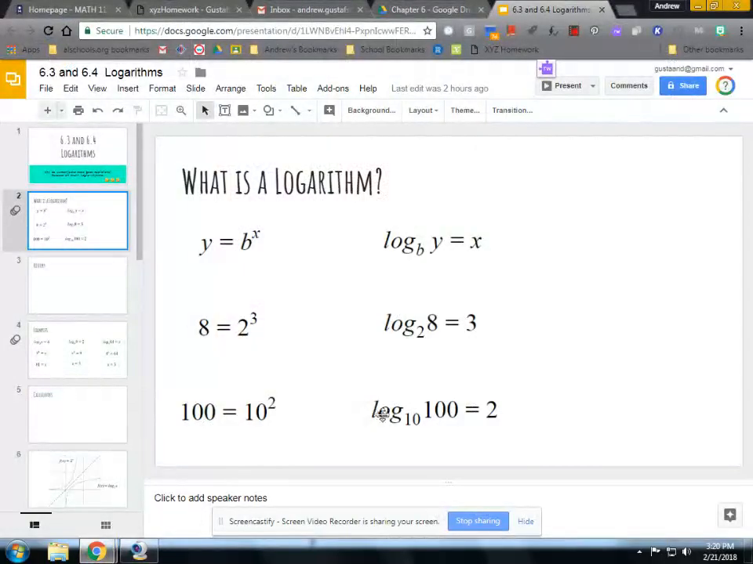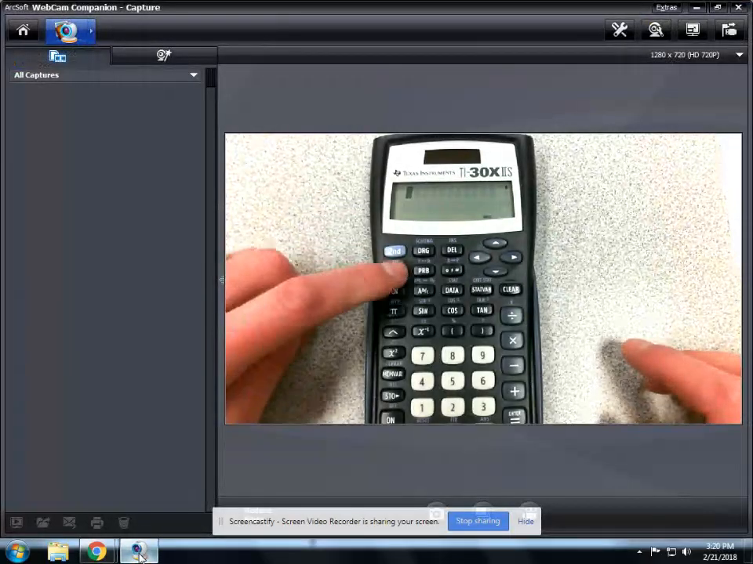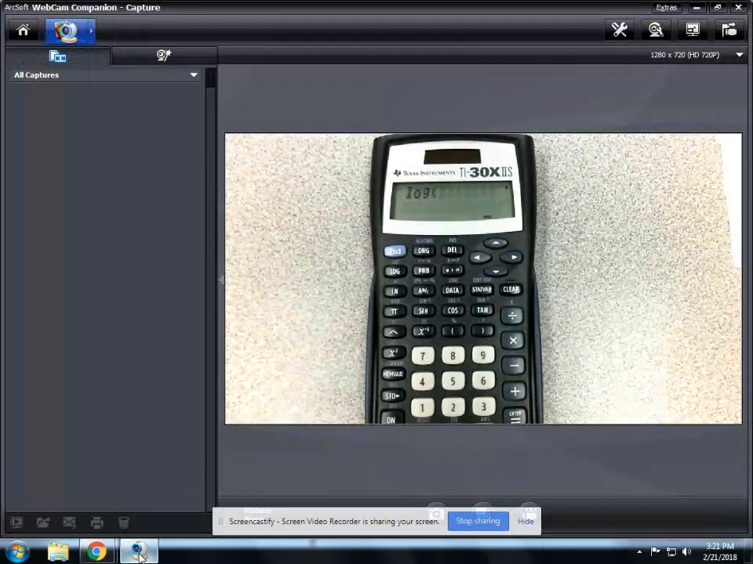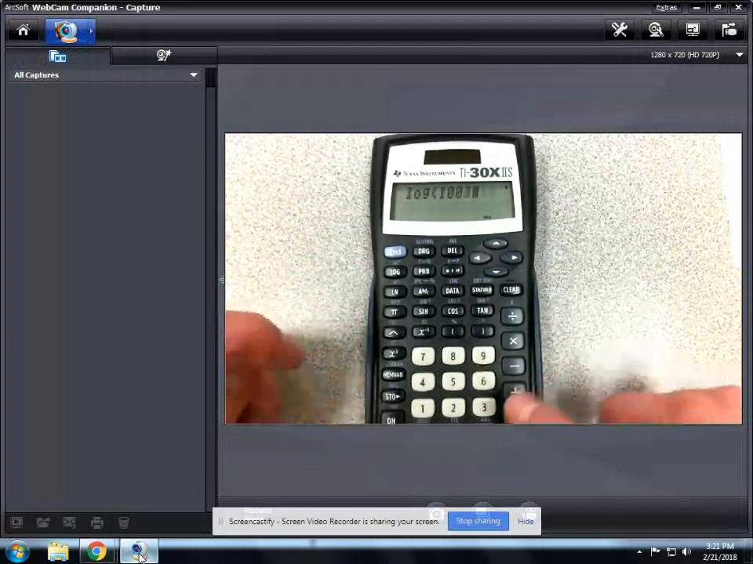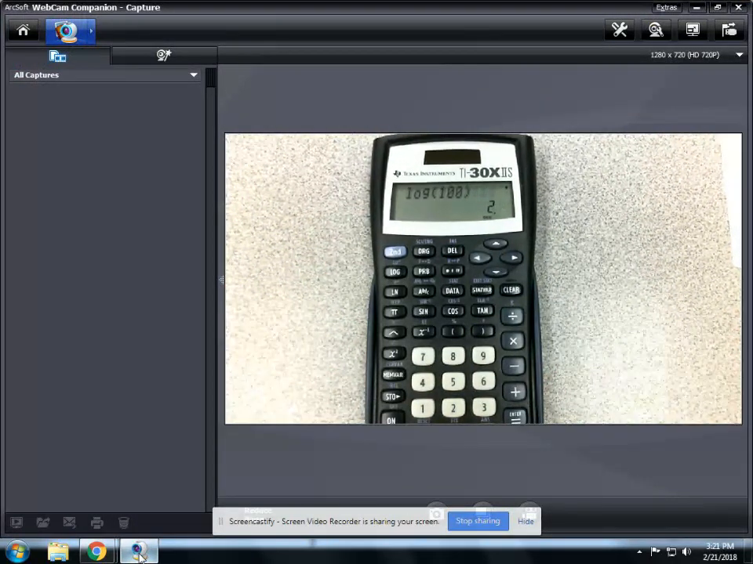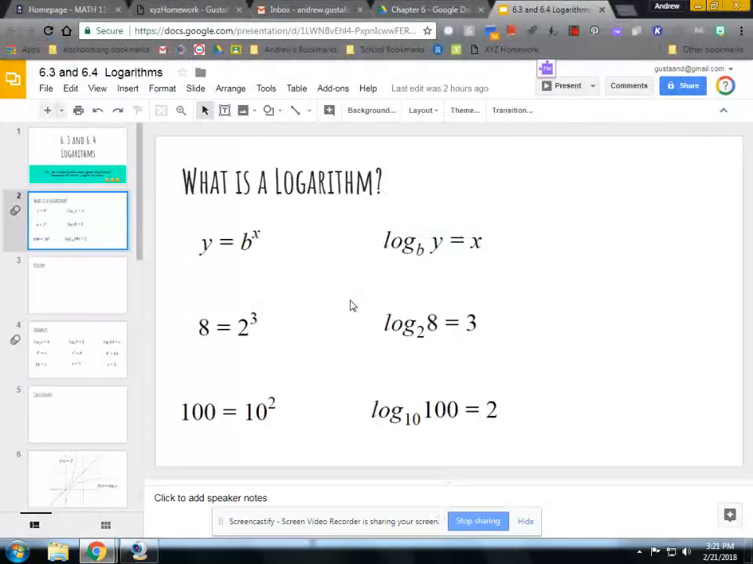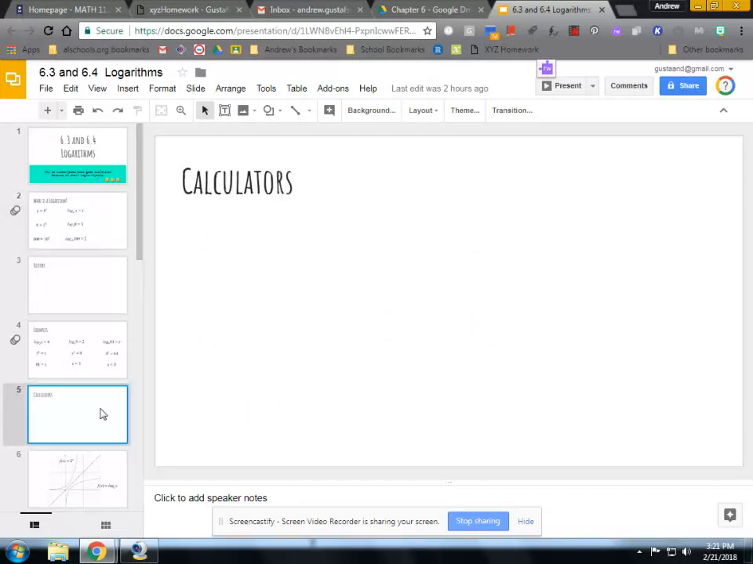If I go back here, I said that log base 10 of 100 equals 2. Let's try that. Log, it's automatically base 10. I cannot change that. Of 100. Hey, it worked. However, if I want to do log base 2 of 8 equals 3, I can't use a calculator to do that because your calculator only does log base 10, called the common log. There's one other logarithm that it'll do, and we'll get to that later. But for the most part, log base 10. So calculators are great. They're quick. They're fast. They're very accurate, but they only do so much.